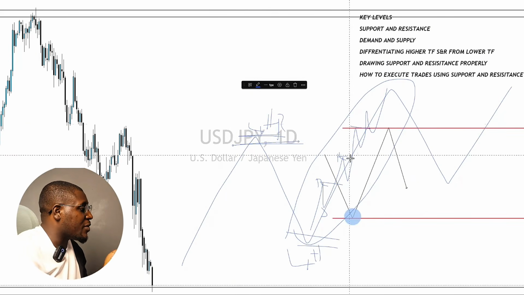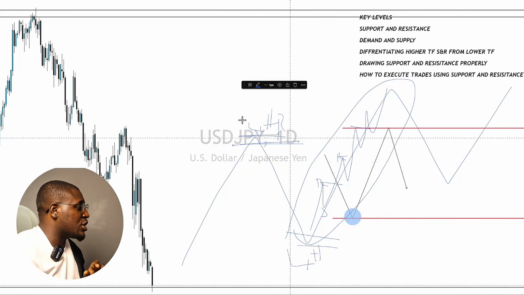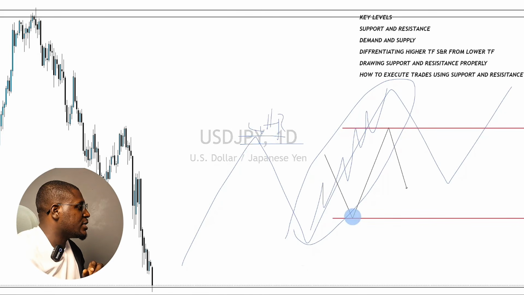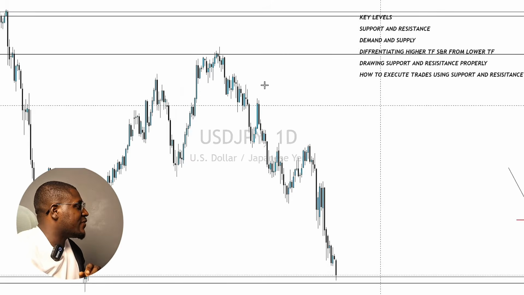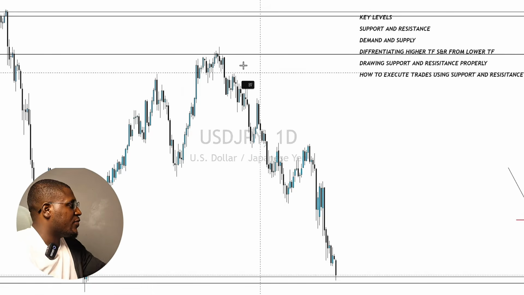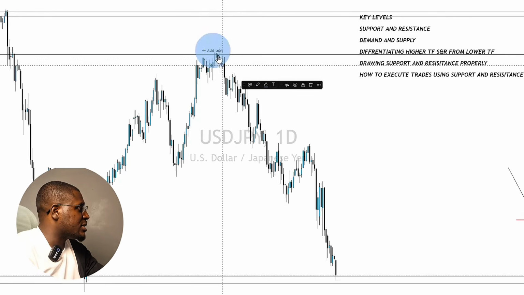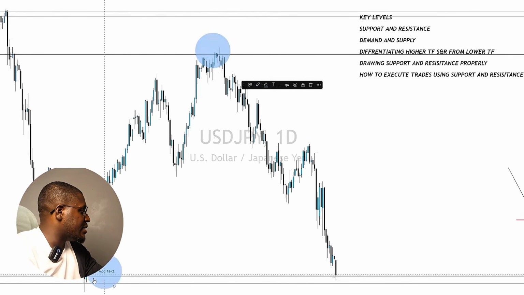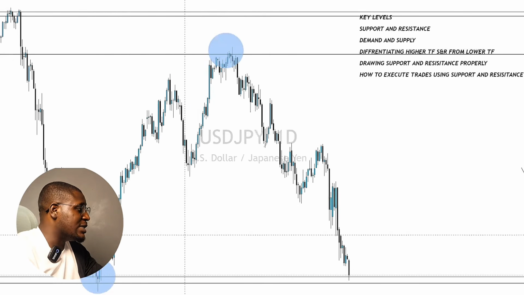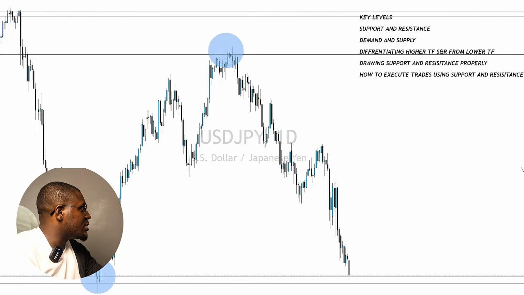So let's leave these diagrams and let's look at it in the charts. Okay, so this is what I mean on the charts. Okay, so we have identified these levels. Okay, we've identified this resistance here, and we also have identified this support here. So this is on the daily time frame. Now let's view what it looks like on the 4-hourly time frame.